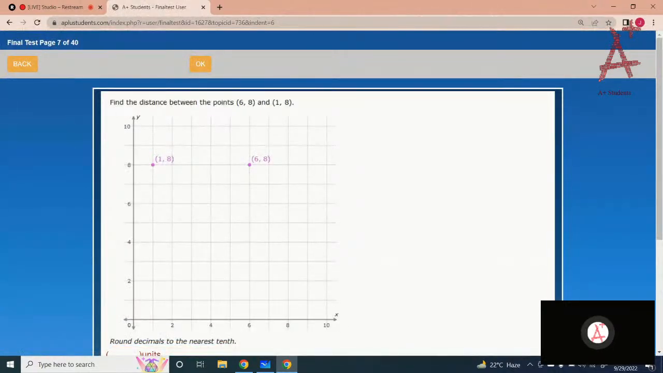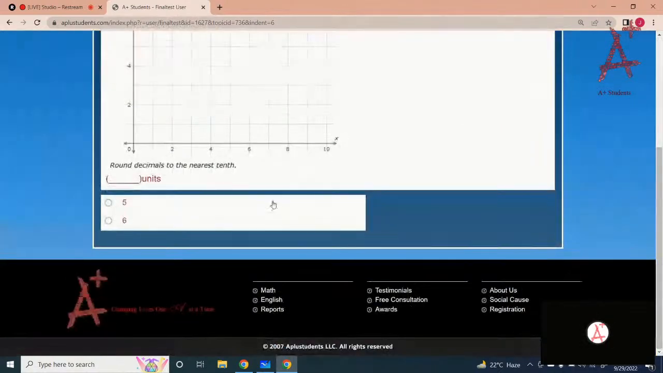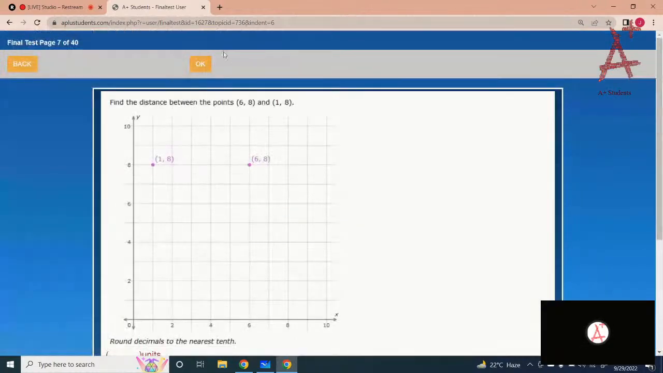Okay, the next one is, find the distance between the points (6, 8) and (1, 8). So they form a horizontal line because they have the same y coordinates. Just subtract their x coordinates. So 6 subtract 1 is 5. So the correct option is 5. Select the correct option and click on the OK button.